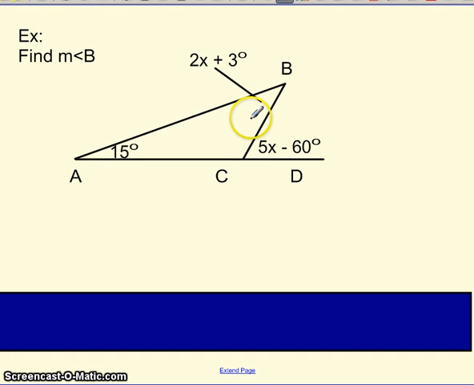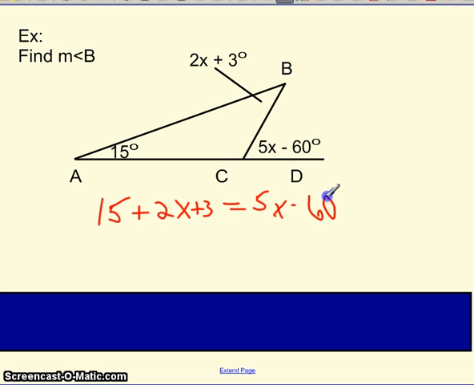Alright, so we've got to probably use this a little bit to find measure of angle B, which is right here. So we need to figure out how to use the remote interiors and the exterior to find x real quick. So if I know I add these together, it's got to equal this exterior one right out here. So I'm going to put 15 plus 2x plus 3 is going to equal 5x minus 60. So when I add the 15 and the 3 together, that's going to give me 18.